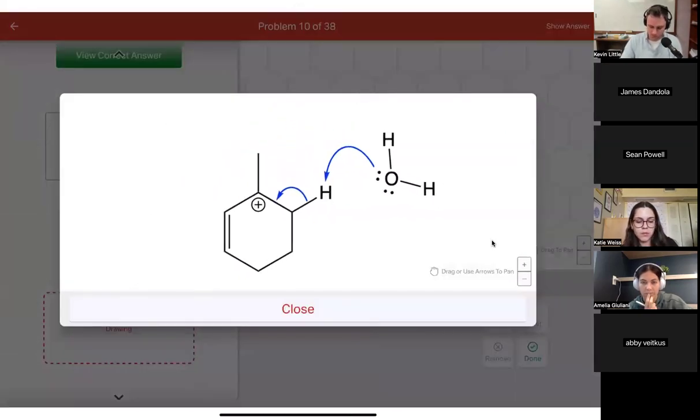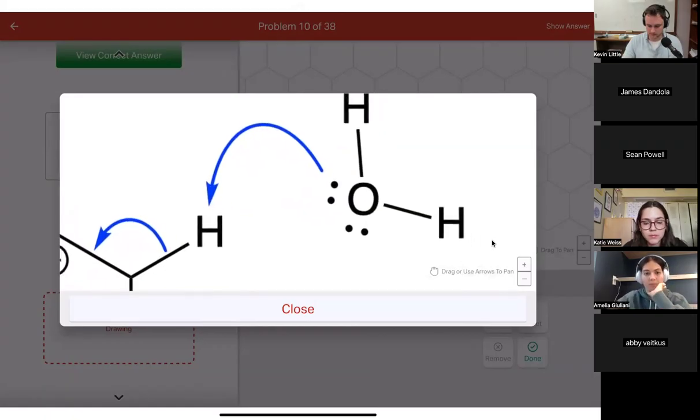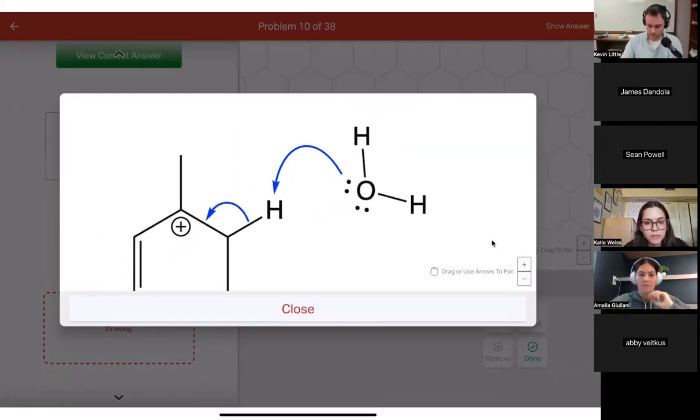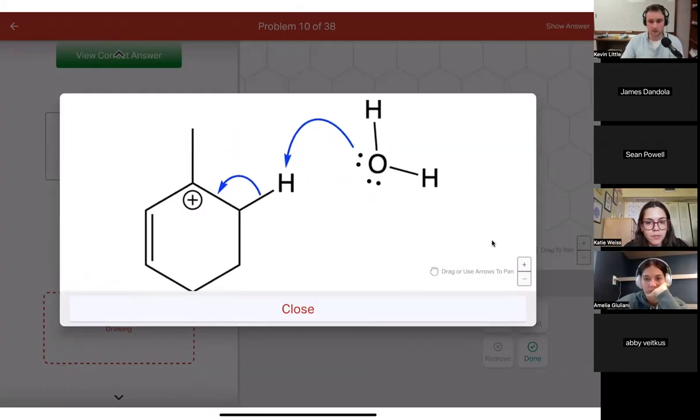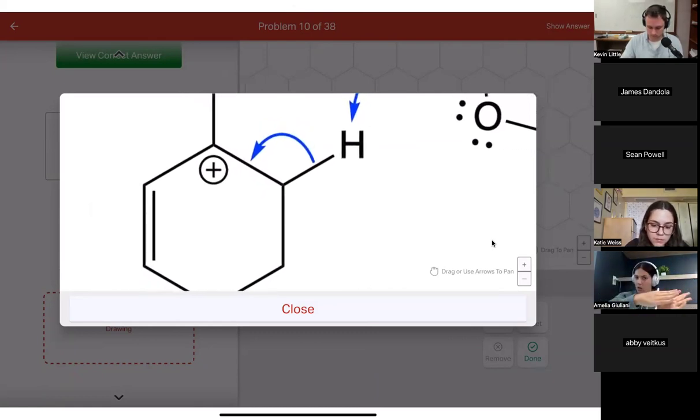Right. What's being shown here? What's this first arrow showing? The electrons from the oxygen are going to form a bond with the hydrogen, but that hydrogen can only form one bond. So what's this arrow showing? It's showing the bond on that hydrogen moving to the other bond to form a double bond.